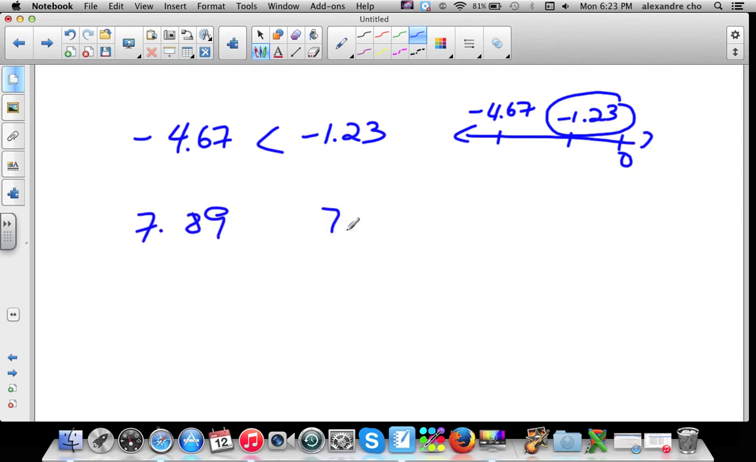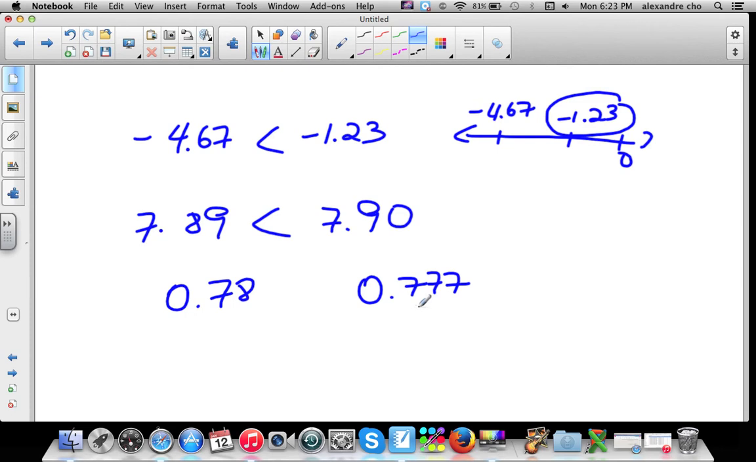7.89 and 7.9. That says $7.89, and the other one says $7.90. You can even add a 0. So this definitely is less. 0.78 and 0.777. Okay, the trick here is that if you want to make life a little bit easier, there's 3 decimal places here. Add one here. Make that a 3 decimal place number. So 0.780 and 0.777. So 780 is definitely greater.